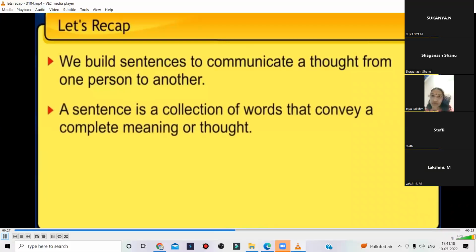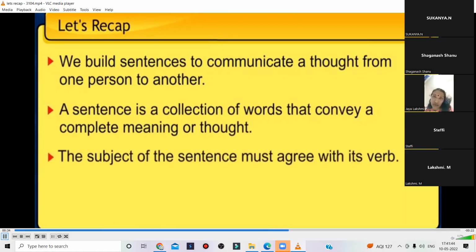A sentence is a collection of words that convey a complete meaning or thought. The second main topic we studied today is that a sentence is a collection of words that convey a complete meaning or thought. So the sentence shall be meaningful. The subject of the sentence must agree with its verb. That is the subject-verb grammar rule.